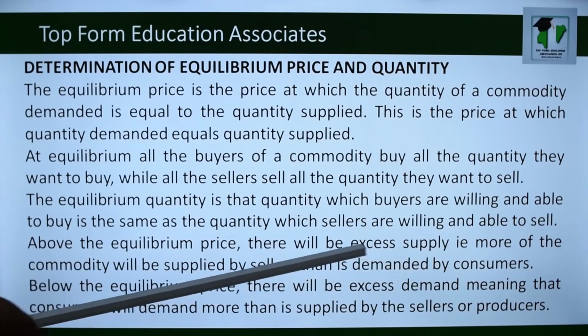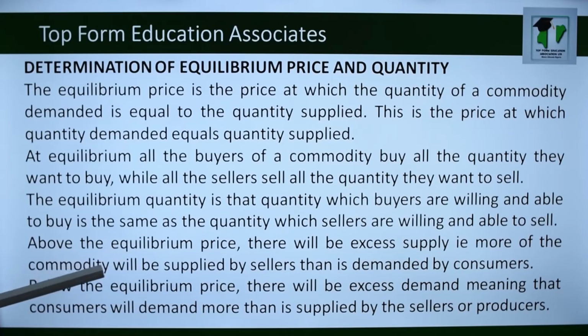Of course, this obeys the law of demand and supply, the first law, which says that the higher the price, the lower the quantity demanded. So once the price is above the equilibrium, consumers will withdraw from buying. Many of them will buy less, while the sellers will supply more to the market.